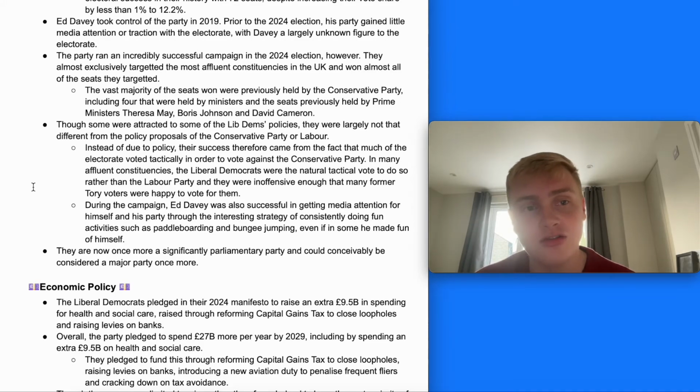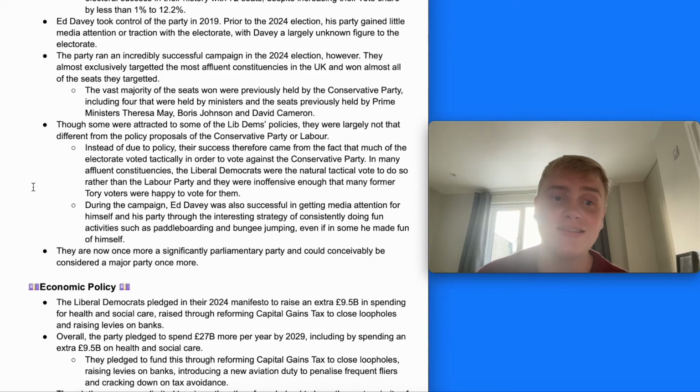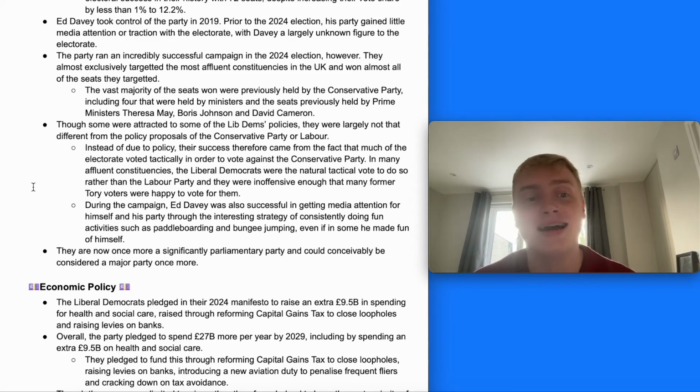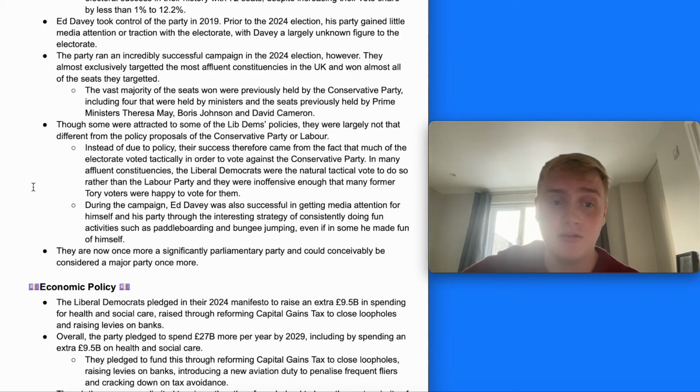Though some were attracted to some of the Lib Dems' policies, they were largely not that different from the policy proposals of Labour or the Tories. Instead of policy, their success came from the fact that much of the electorate voted tactically in order to vote against the Tories. In many affluent constituencies in the southwest and southeast of England, the Lib Dems were the natural tactical vote to do so rather than the Labour Party. And they were inoffensive enough that many former Tory voters were happy enough to vote for them.